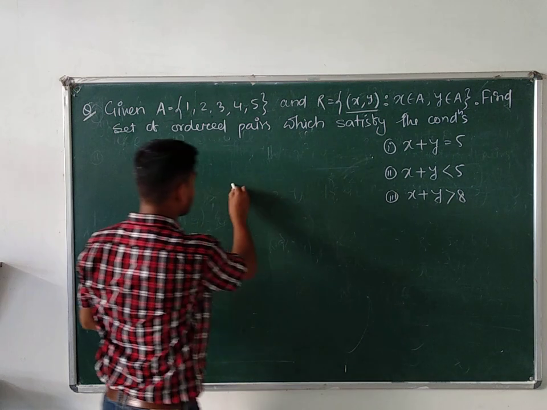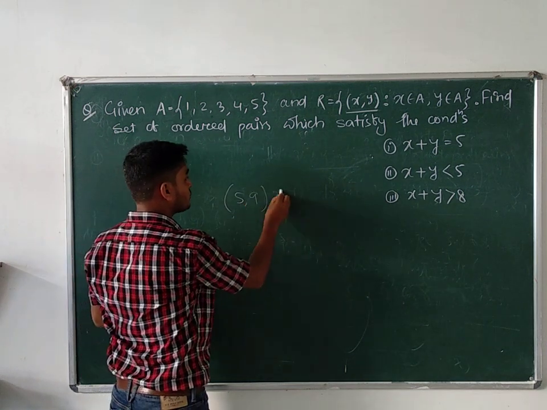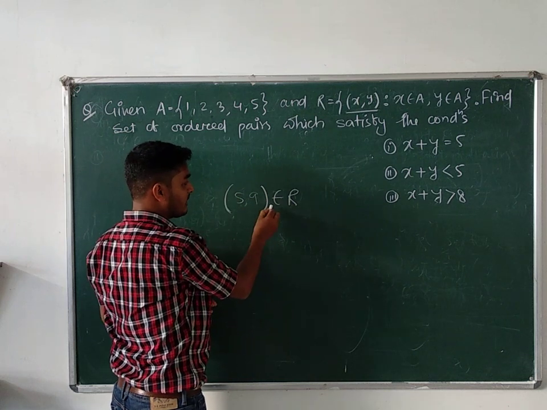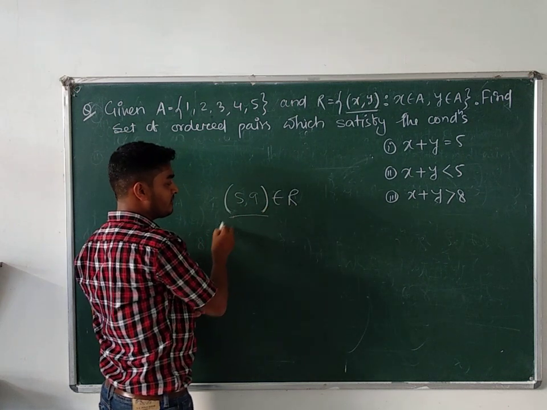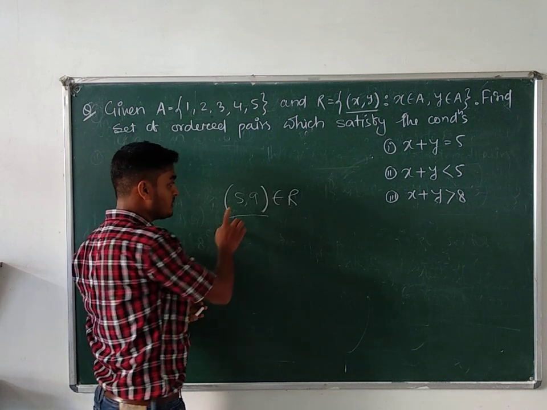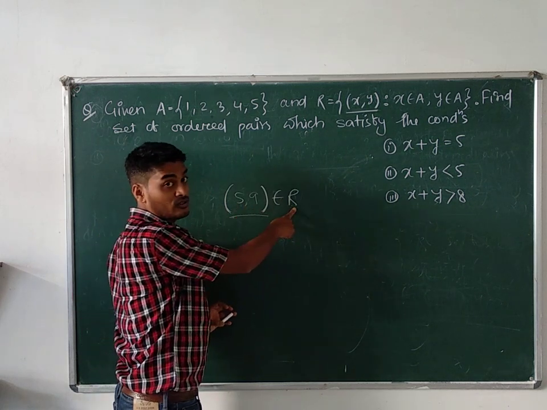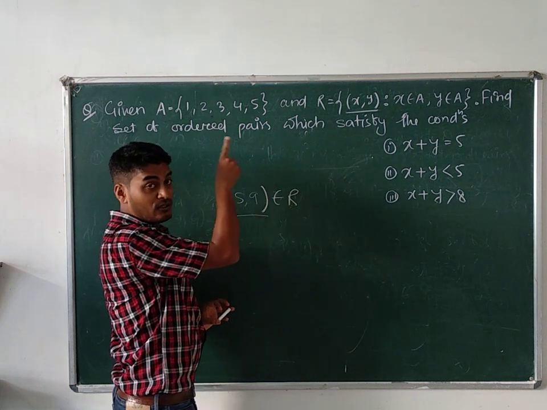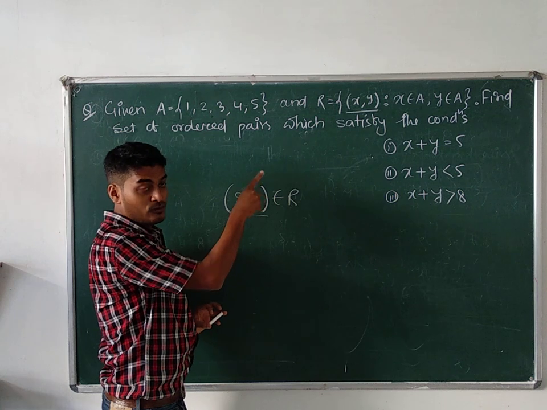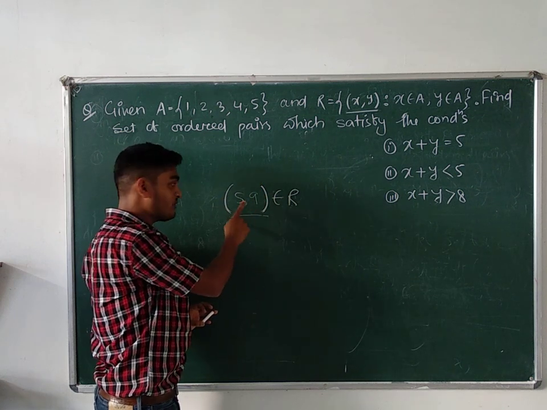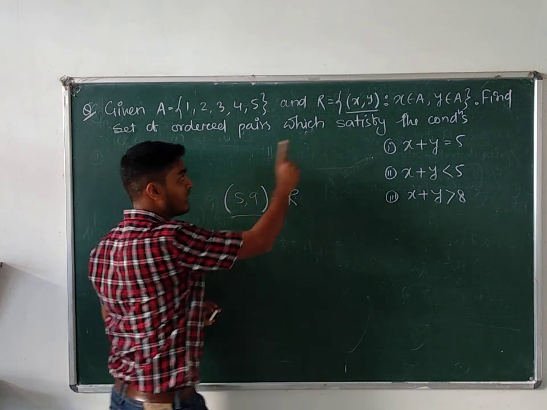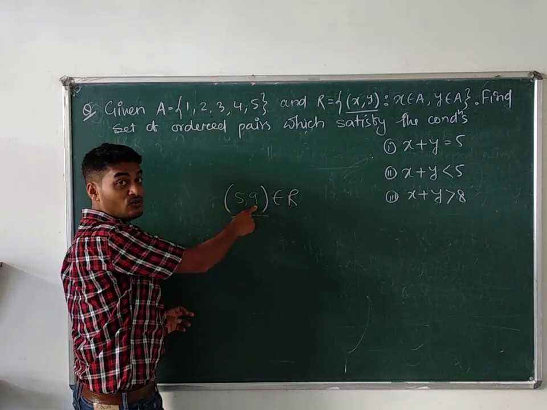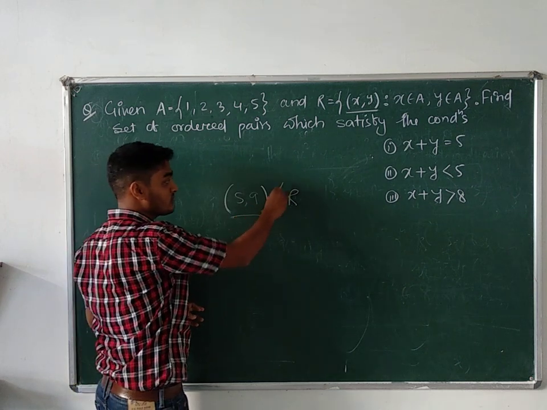So if I ask whether (5, 9) belongs to R or not? R is a set, remember. But in that set, whatever the elements may be, all the elements are in the form of ordered pair. Now my question is whether (5, 9) will be there in the R or not? According to the definition of the set R, R will contain all those elements which are in the form of ordered pair, no doubt. But the first and the second component must both be elements of the set A. 5 is an element of the set A, no doubt. But 9 is not an element of the set A. That's why this one does not belong to R.